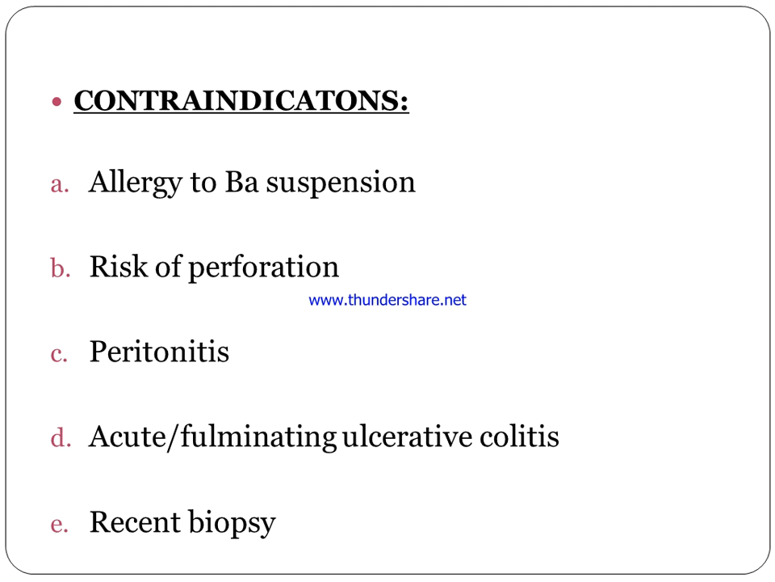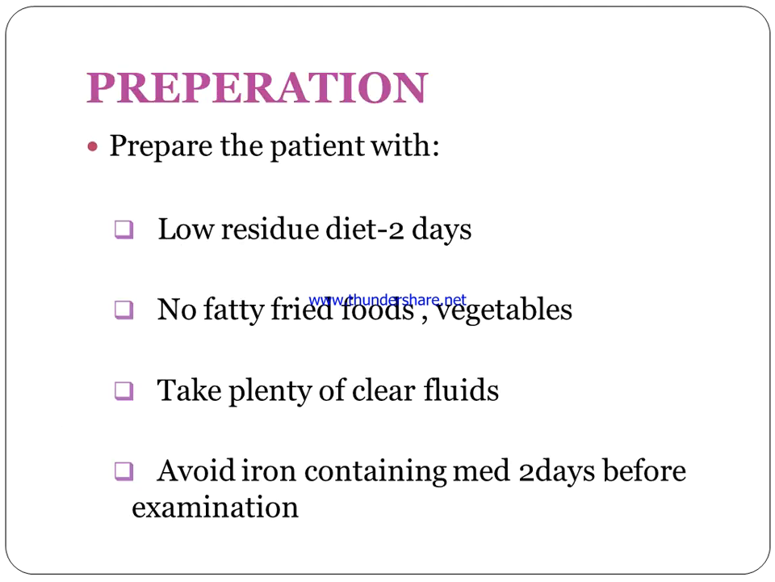Contraindications are allergy to barium suspension, or risk of perforation, peritonitis, acute fulminating ulcerative colitis, and recent biopsy. So these are the conditions: a patient with an allergy to barium suspension, a risk of perforation, a patient who has a perforation, or a patient who has inflammation of the peritoneum layer called peritonitis. If a patient has had a recent biopsy, then these are contraindications for barium enema.